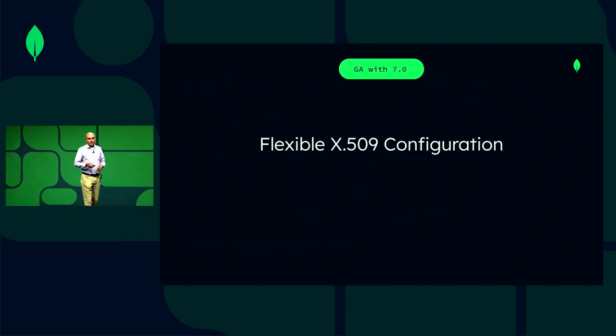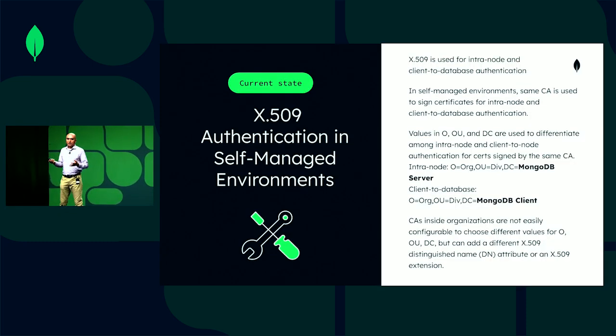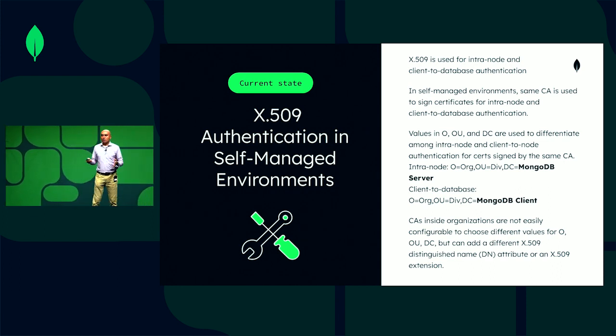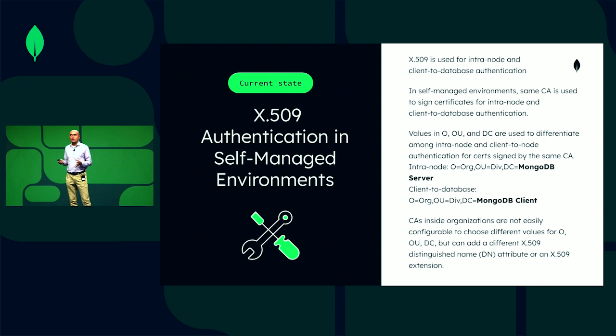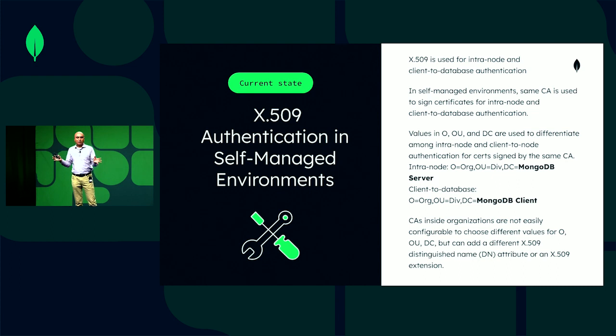Moving on. Another theme I want to talk about is flexible X509 configuration. Some of you may be running MongoDB in your own data centers, so let me build some context for this. X509 is an authentication mechanism that is used in MongoDB for both intra-node authentication and for application to database authentication. MongoDB, as you know, is a distributed database. So there are nodes, at least in a replica set, in a 3-node replica set, there are 3 nodes deployed on different machines, and they need to authenticate among themselves, and they need to verify the identity of the other nodes.